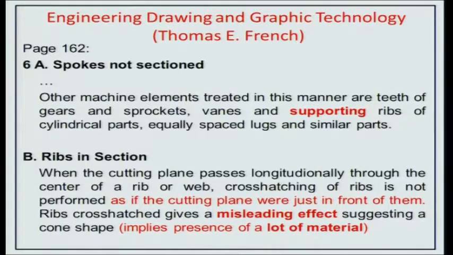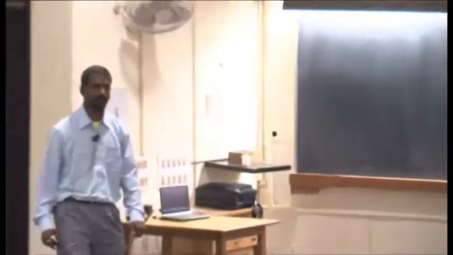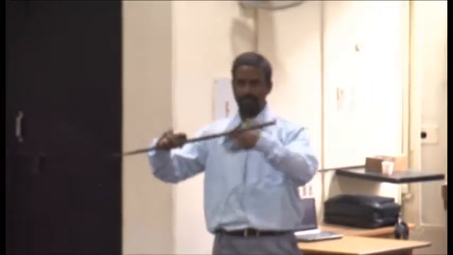Page 162, 6a, spokes not sectioned. Other machine elements treated in this manner are teeth of gears and sprockets, vanes and supporting ribs of cylindrical parts, equally spaced lugs, and similar parts. 6b, ribs in section. When the cutting plane passes longitudinally, or parallel, through the center of a rib or a web, cross hatching of ribs is not performed, as if the cutting plane were just in front of them. So, even though the cutting plane passes through a rib, hatching is not done because we treat the cutting plane to be in front or behind.